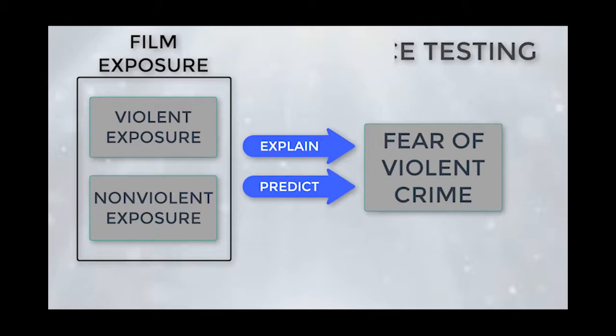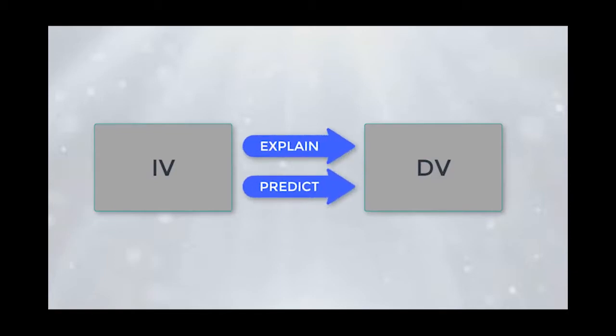Now let's turn our focus to relationship testing. Let's review two more examples of independent variables and dependent variables and how they operate. Even though this is a relationship test, our initial diagram has not changed. We are still looking at the independent variable and dependent variable in terms of explaining and/or predicting.